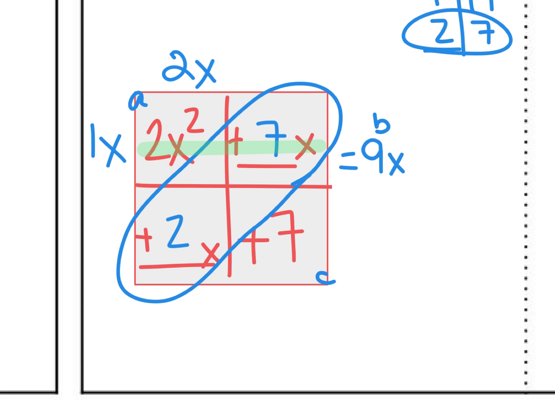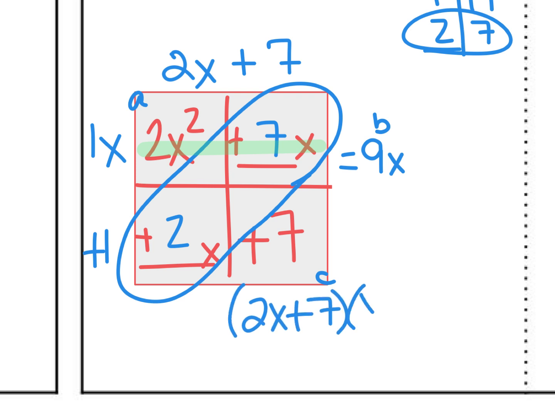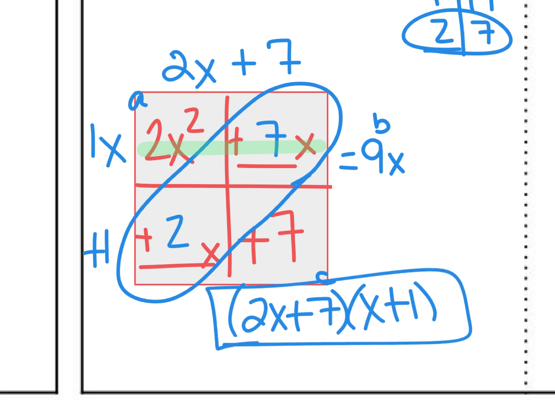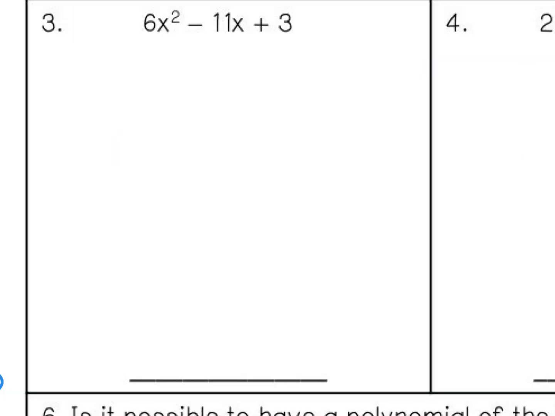Okay, so let's finish it out. 1x times something is 7x. What kind of 7? Put a sign. Positive. 2x times what is 2x? Positive 1. So our factors are 2x plus 7 and x plus 1. And that, along with your original equation, is what you would put into Desmos to see if they overlap to check your work.